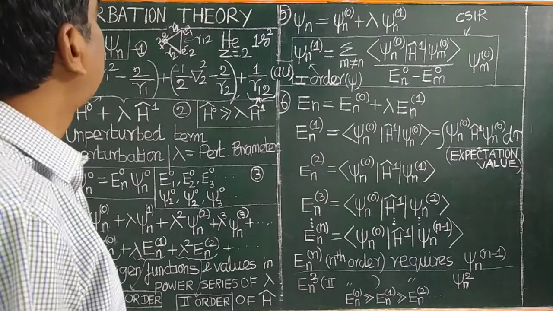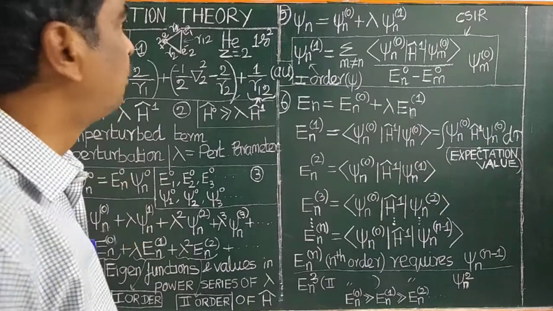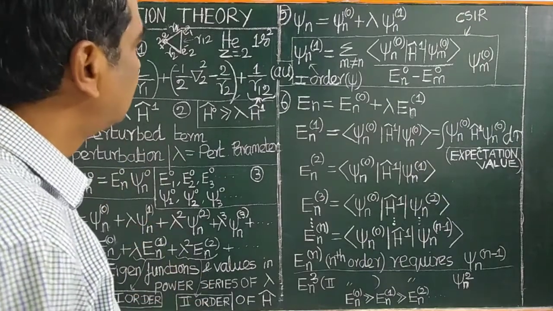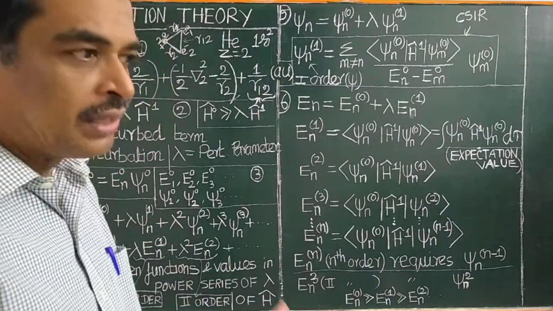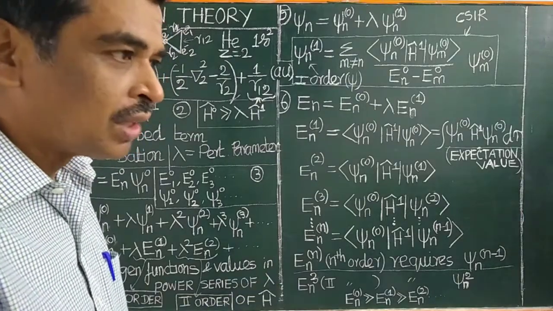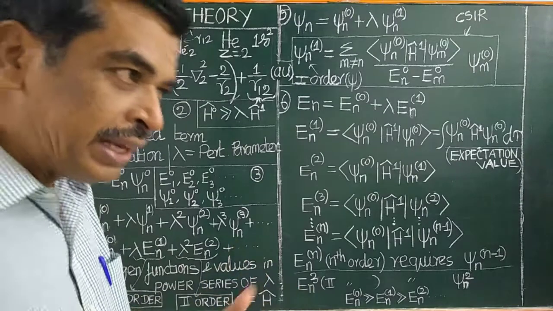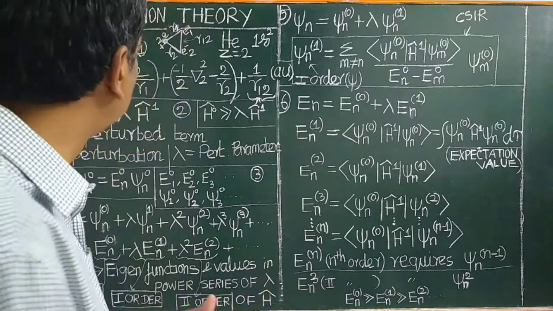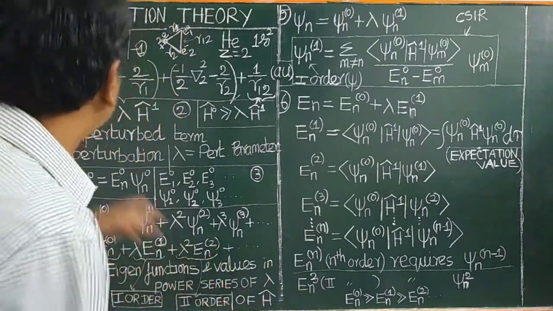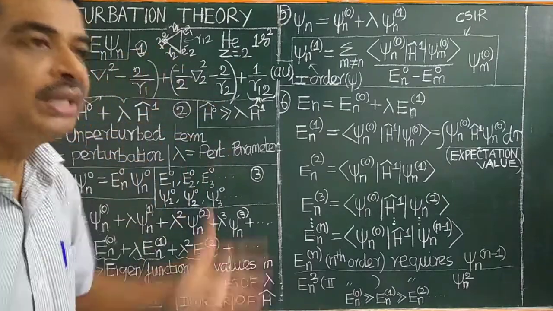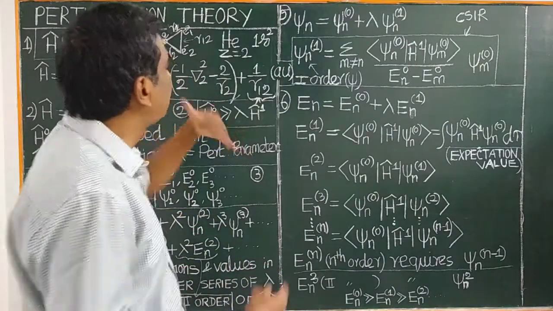Good morning. Let us study perturbation theory today. What is called perturbation theory? We have already studied the approximation methods. There are two approximation methods, the perturbation method and the variation method or variation theorem, to solve the Schrödinger wave equation of polyelectronic atoms or multi-electron atoms.